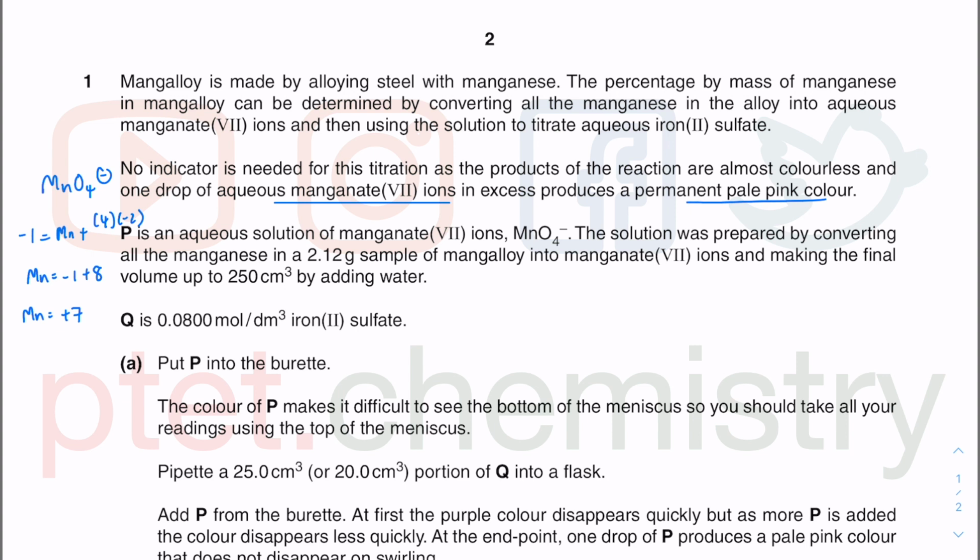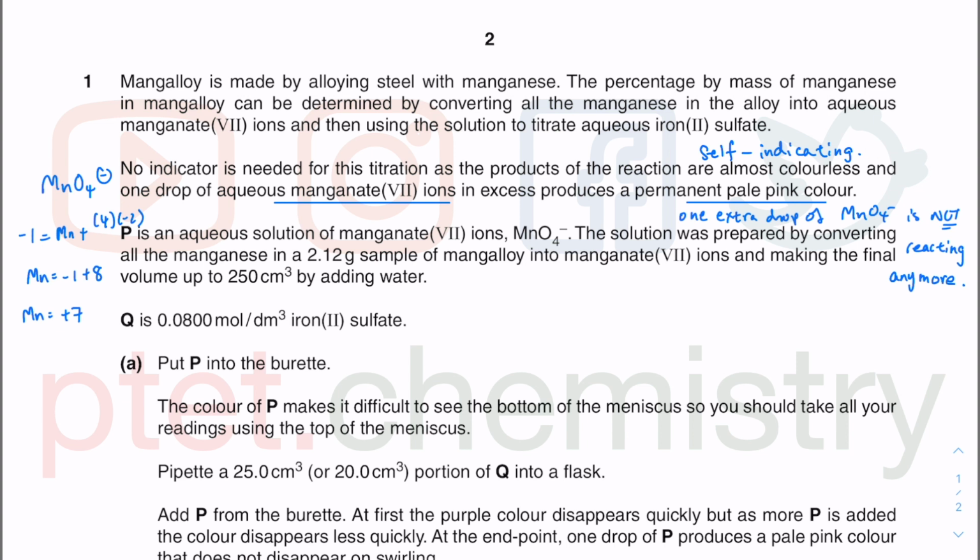So this permanent pale pink color is a result of this MnO4- not getting oxidized anymore. So one extra drop of this MnO4- is not reacting anymore. So why is it not reacting anymore? Because there is nothing else to be oxidized by this oxidizing agent anymore, which is why the reaction has finished, and that is when we know there's the end point there, which is why we don't need any indicator. This reaction is what you will call self-indicating because of this rapid and also drastic color change on its own.